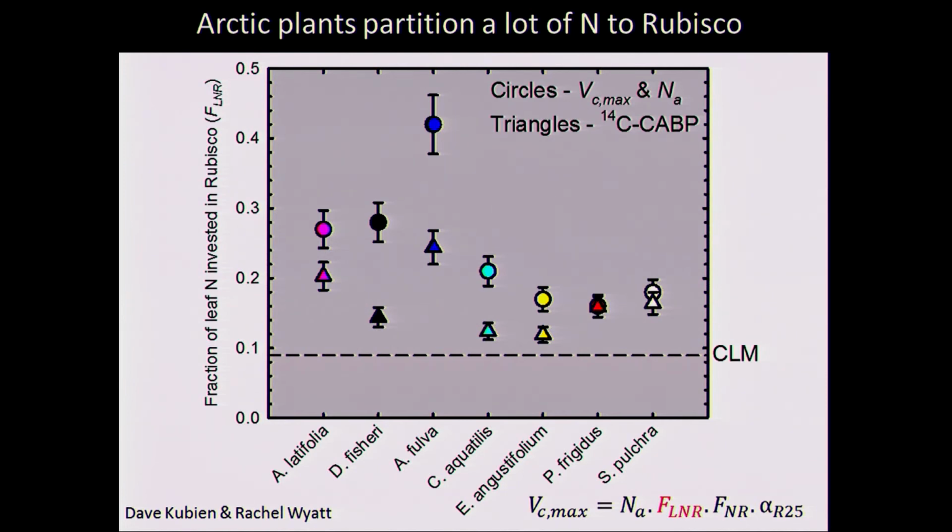And anybody who's ever run an SDS page gel of a plant leaf will know there are some pretty enormous bands there in their Rubisco. And the assumption that CLM's making in some cases for some plant functional types is that the investment in Rubisco is like 4 or 5%, and that's just simply not true. So basically what they've been doing is having an uncertainty over this value being used to tune this one.